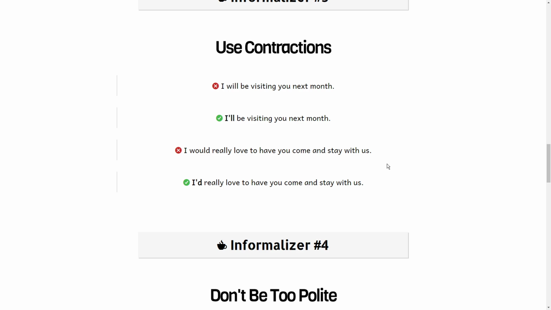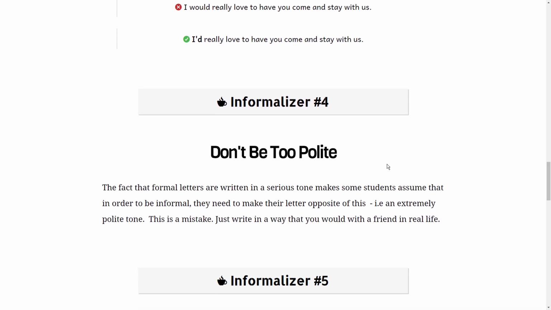Informalizer number 4, do not be too polite. So here's the thing. The fact that formal letters are written in a serious tone makes some students assume that in order to be informal, they need to make their letter the opposite of this. That is, an extremely polite tone. This is a mistake. Just write in a way that you would be talking with a friend in real life. A little polite, but not too polite.